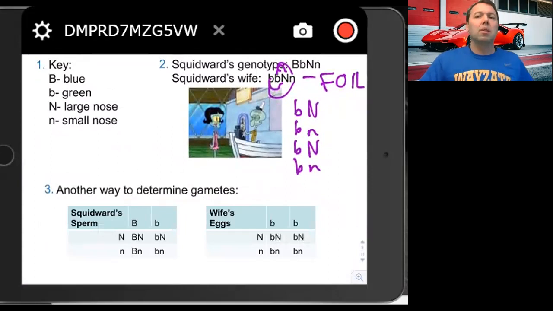Another way to do this is to make a little Punnett square. Sometimes this confuses kids because it's, why are we doing a square before doing the actual cross? But this is another way. You would put the B's on one side, the N's on the other, and you could figure out the gametes. So I have seen that in some other videos, and I know some other teachers do use that one. If that makes sense to you, great. If you're like, look, FOIL method's good, then stick with that.